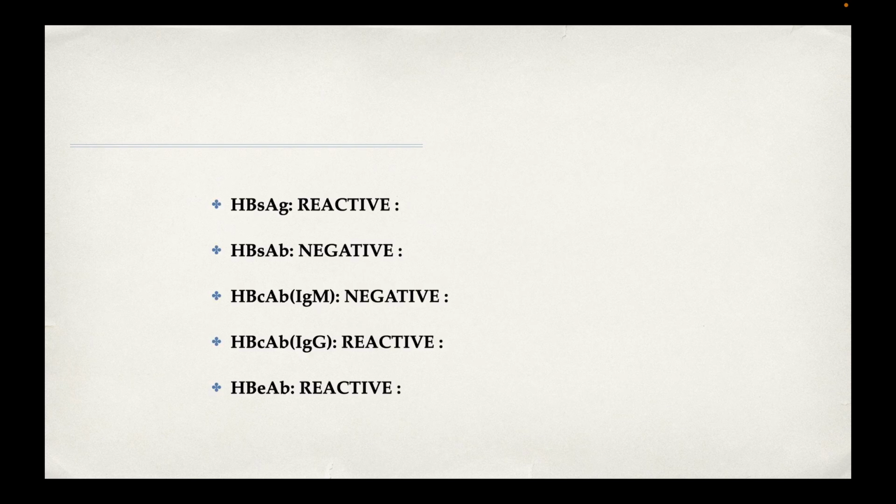Now, we have another patient who presents with hepatitis B surface antigen reactive, hepatitis B surface antibody negative, and hepatitis B core antibody to immunoglobulin M negative. But then we have hepatitis B core antibody to immunoglobulin G reactive, and also the patient is having hepatitis B E antibody reactive. What this tells us is that the hepatitis B surface antigen is reactive, and so there's an active infection ongoing. But the hepatitis B surface antibody is negative, and so this patient is not immune.